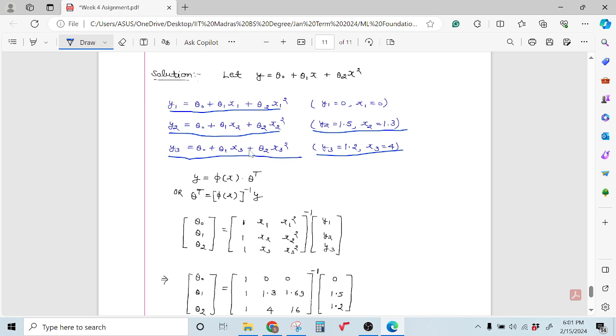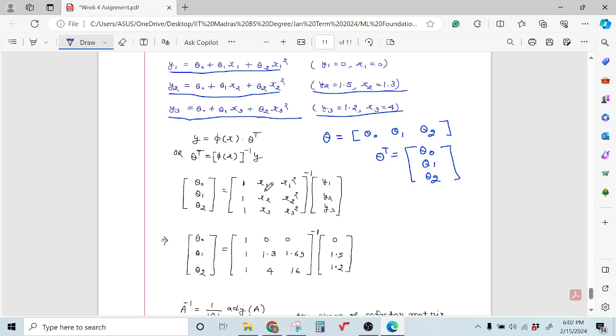Let us suppose y is equal to a function of x, and theta is theta 0, theta 1, theta 2. So the transpose of that matrix will be theta 0, theta 1, theta 2. So we will solve this problem using theta 0, theta 1, theta 2.